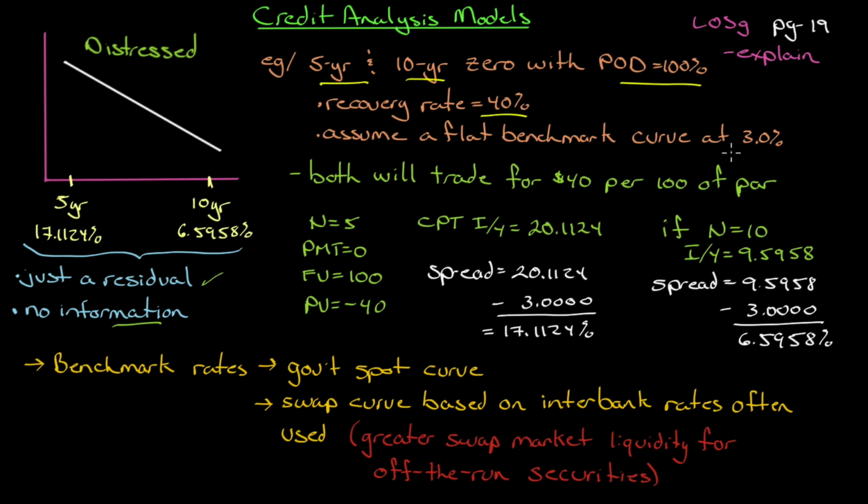We're going to assume a flat benchmark curve at 3%. Both bonds will trade for $40 per 100 of par. We're going to assume there's no uncertainty in this recovery rate. It's going to be 40%, so they'll trade at $40 per 100 of par.